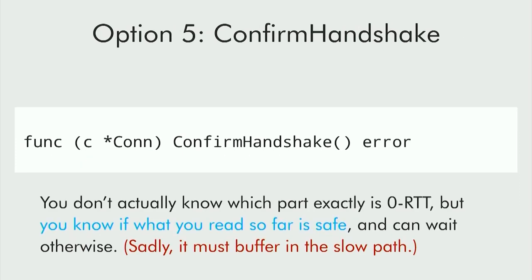And then the main part of the API, a ConfirmHandshake function call that allows you to block, to wait, if you decide that, no, I'm not going to actually process this data. If you decide that it's not safe to process the zero-RTT data if it's replayable, you can call this function, and it will start buffering all the reads until it reaches the client Finished, which guarantees that everything is fine. When that happens, it returns nil, you know that everything is fine, and you can carry on handling the request without going back or anything.